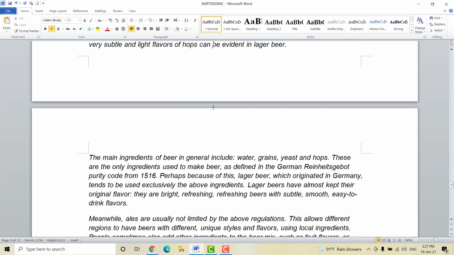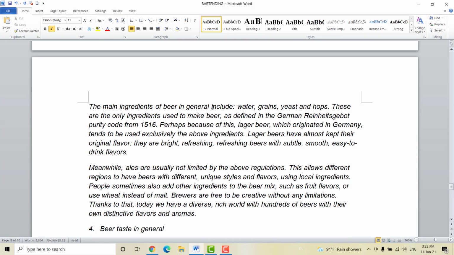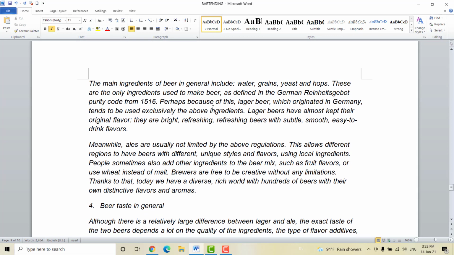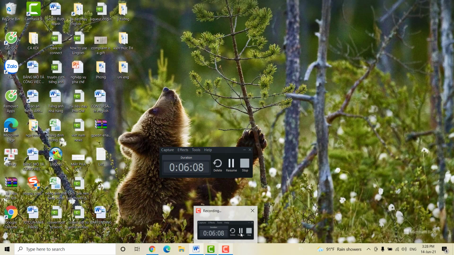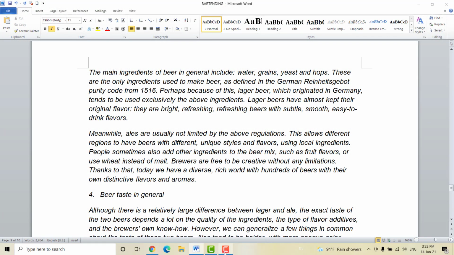These are the only ingredients used to make beer, as defined in the German Reinheitsgebot Purity Code from 1516. Perhaps because of this, lager beer, which originated in Germany, tends to use exclusively the above ingredients. Lager beers have almost kept their original flavor. They are bright, refreshing beers with subtle, smooth, easy to drink flavors.